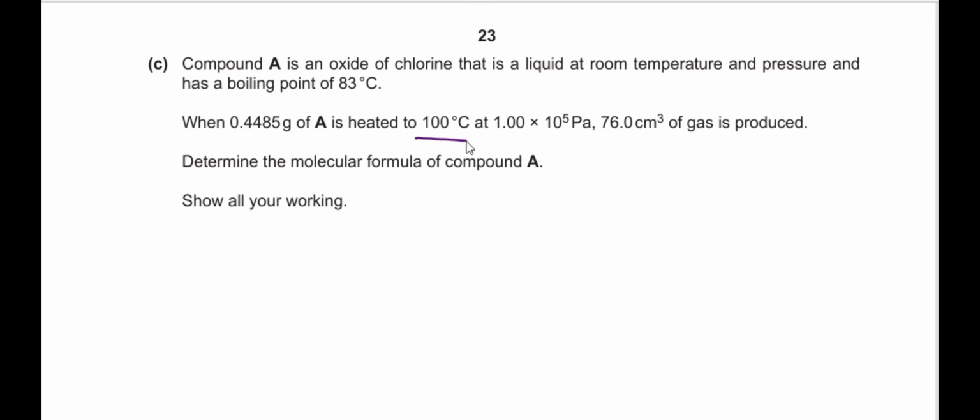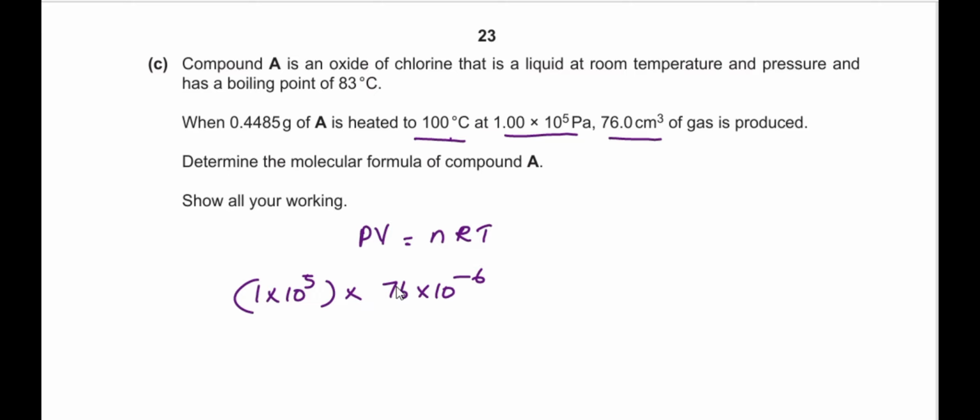At 100 degrees centigrade, A is given to become a gas, and we have also been given pressure, volume as well as temperature. Therefore, we need to use PV is equal to nRT, the ideal gas equation for this. So let's write the formula. PV is equal to nRT. Let's fill in all the details which are available from the question. Pressure is 1 times 10 to the power of 5 times volume is 76 cubic centimeters, which we need to convert into cubic meters. Therefore, it's 76 times 10 to the power of minus 6 equals n, which we don't know.